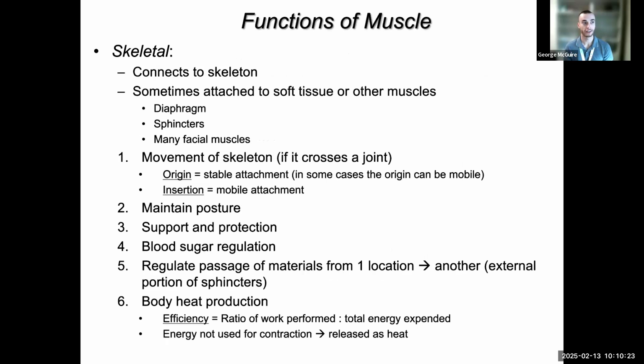And so now looking at our general functions of muscles, skeletal muscles have a wide range of function. Again, we tend to focus on and think about the movement of the skeleton, which is what the name comes from, the fact that most of these muscles are attached to the skeleton. And if that muscle crosses a joint of any kind, then when it shortens, that is going to cause a movement at that joint, right? And that allows us to manipulate our bodies and move around our environment.